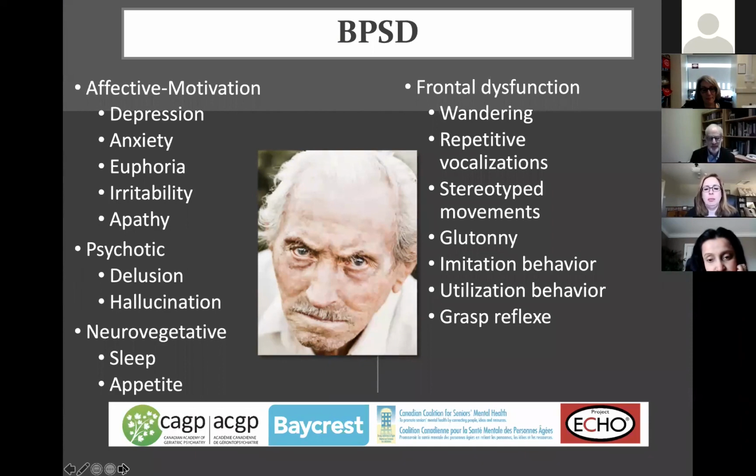So in my clinic, I used to distinguish between affective symptoms, mostly depression, anxiety, maybe we can put apathy there, psychotic symptoms, neurovegetative symptoms, and symptoms or behaviors that are more associated with frontal lobe dysfunction. As you know, the frontal lobe is responsible for being able to adapt our behavior in social context and to inhibit some very impulsive actions.